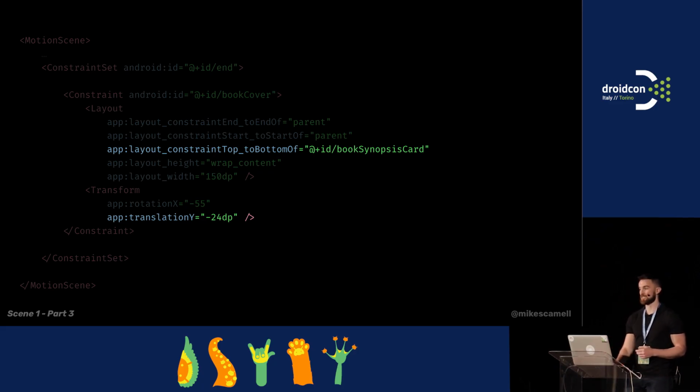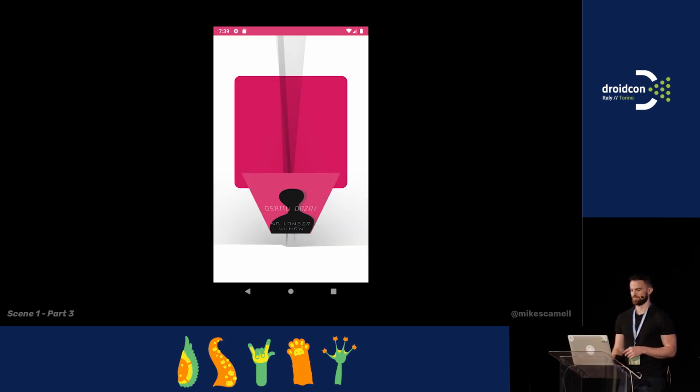The other thing that has changed that you can't see is I've added elevation to the book cover in the layout. Now, you're going to wonder why you can't see the shadow, and that's because I've not set the outline provider on the image view. If I set the outline provider to be the bounds of the image view, well, let's just take a look. Yeah, it's not very pretty. The rotation on the x-axis is screwing with the shadows for the elevation, and we're going to fix this later.